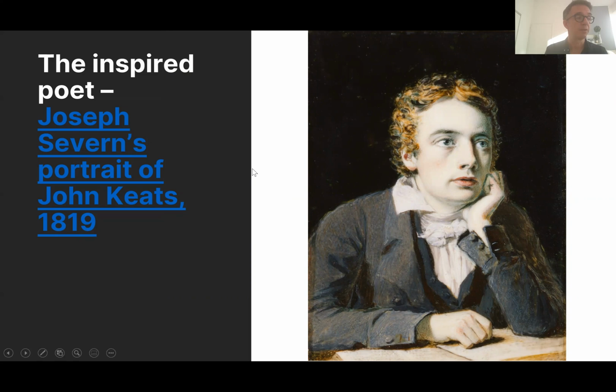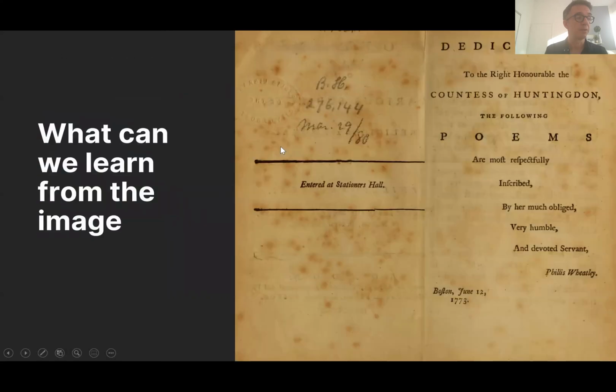Then we can think about this here, this dedication to the Right Honorable Countess of Huntingdon. The following poems are most respectfully inscribed by her very much obliged, very humble and devoted servant, Phillis Wheatley. So the Countess of Huntingdon is a wealthy aristocrat in London whom Wheatley unfortunately was not able to meet because the Countess was ill that day. But Wheatley did meet a lot of important people in London, as she did in Boston. And the Countess of Huntingdon was very interested in Wheatley and her poetry.